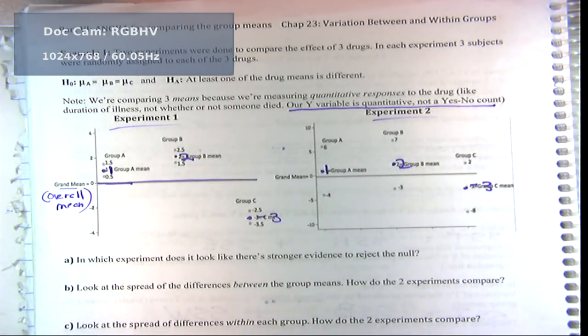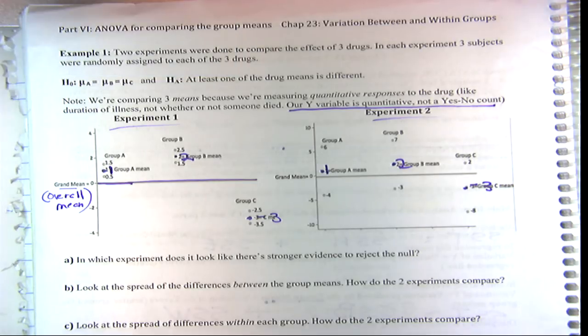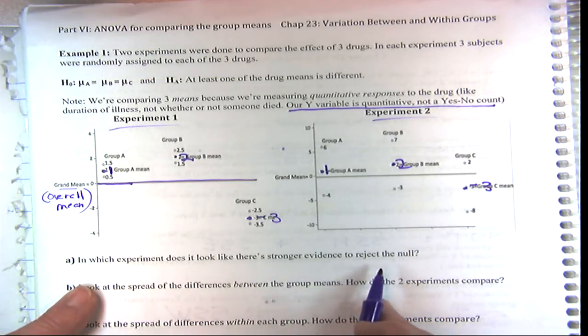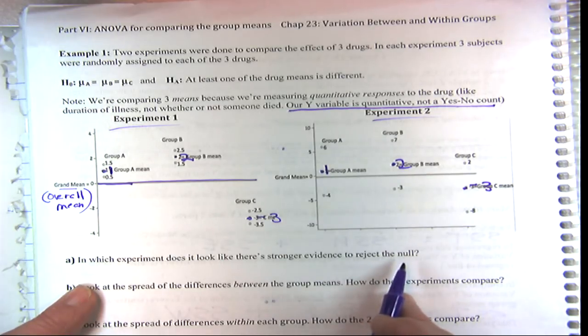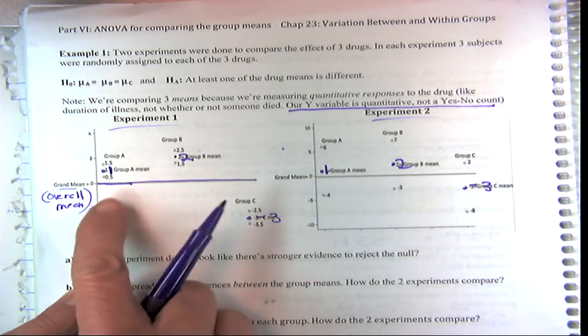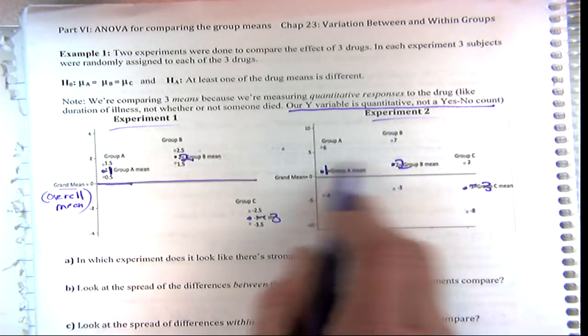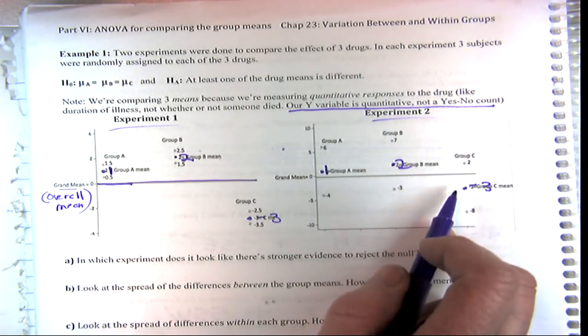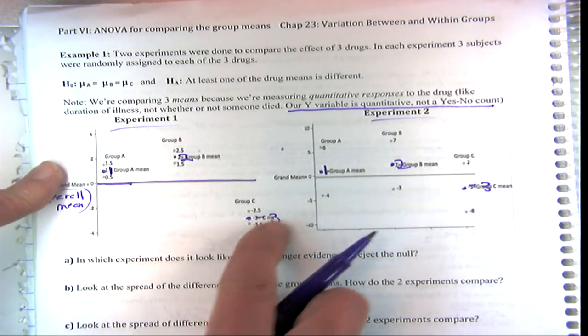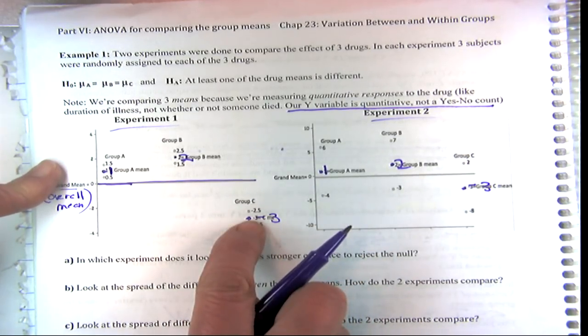Let's go to the document camera here, and let's write that down. To me, it looks like there's stronger evidence to reject the null, that they're all the same. Here, there's so much overlap. Everybody overlaps each other. Here, it looks like this drug, group C, really looks different.